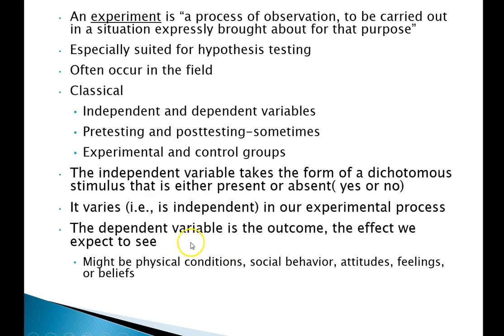The dependent variable, as we know, is our outcome. It's the effect we expect to see. It's the effect that we're going to measure. Could be physical conditions. It could be their behavior, their attitudes, feelings. These are more qualitative, but it could be the number of crimes they committed. It could be the number of times they committed suicide. It could be the increased number of behavioral incidents.